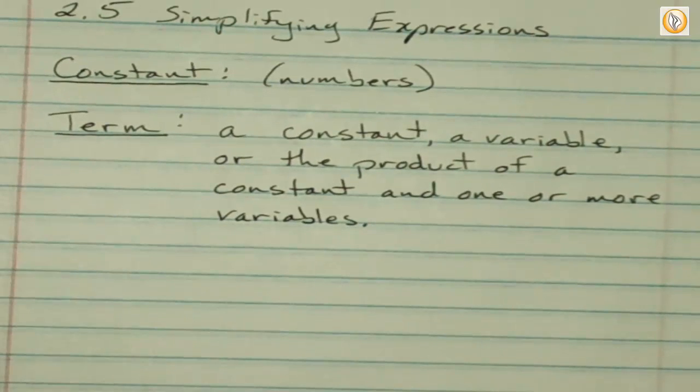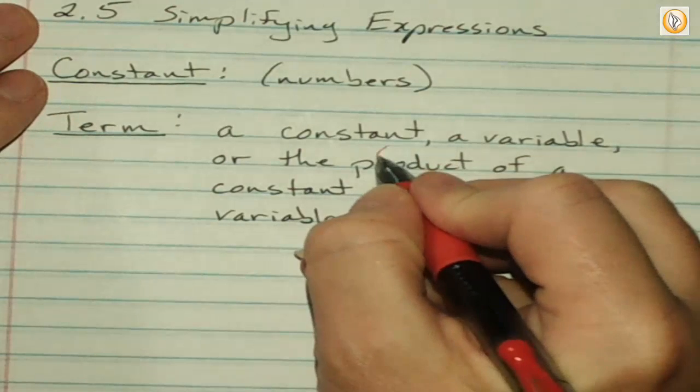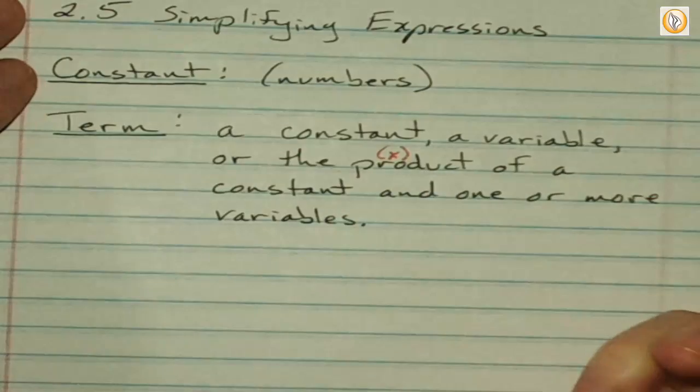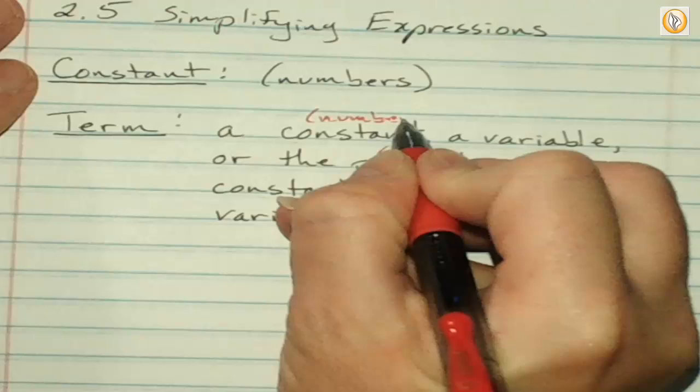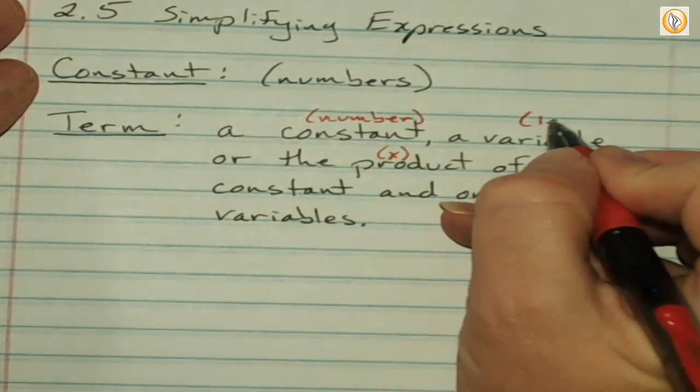I'll give you examples of that, because I know in your head you're hearing blah, blah, blah. What's a product? The answer to a multiplication problem. Product would be like your multiplication. Constant is your number. Variable is letter.